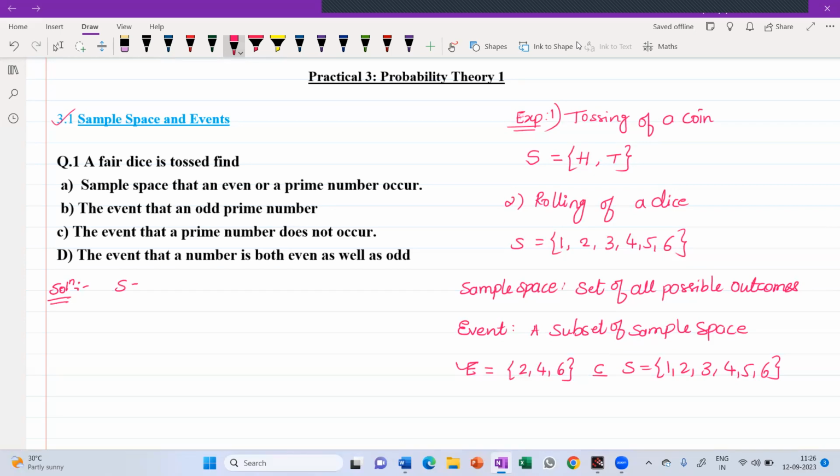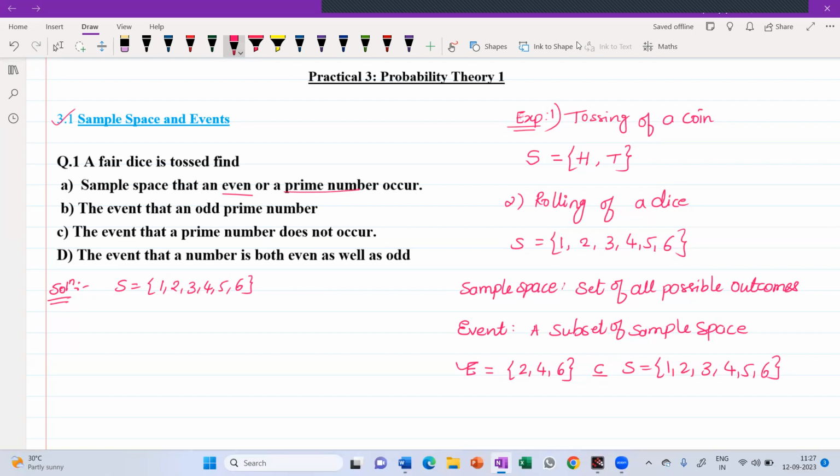First of all, a dice is thrown, so there are going to be 6 possibilities. Next, we have to find the event that an even or a prime number should occur. An even number is 2, 4, 6. What are the prime numbers? 2, 3, and 5. Remember, prime numbers are those numbers which are divisible by 1 and the number itself. Prime numbers have 2 divisors, 1 and the number itself. So a prime number is always greater than 1. It doesn't start with 1. Prime numbers start with 2. 2 has 2 divisors, 1 and 2.